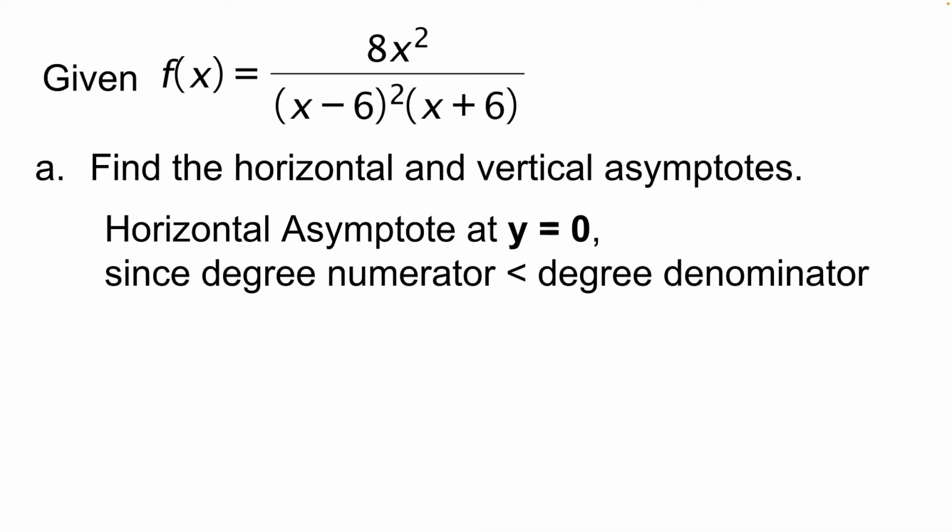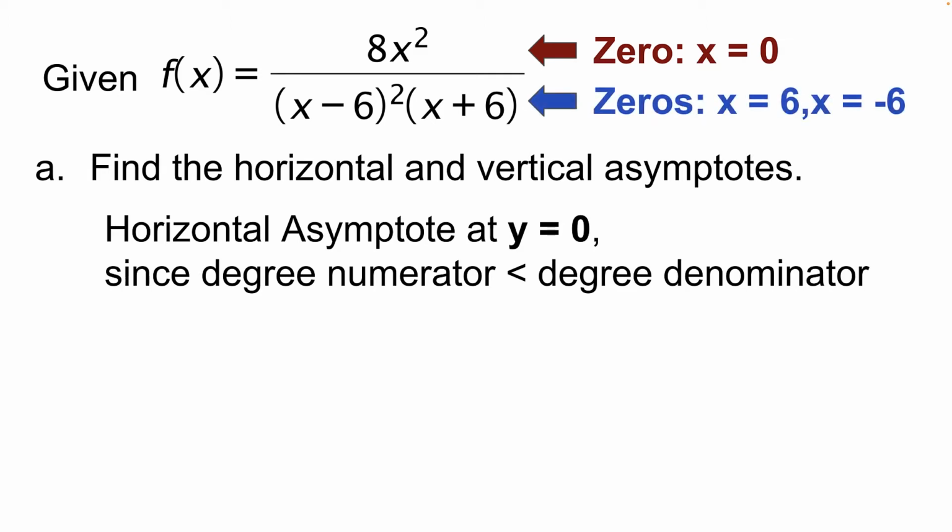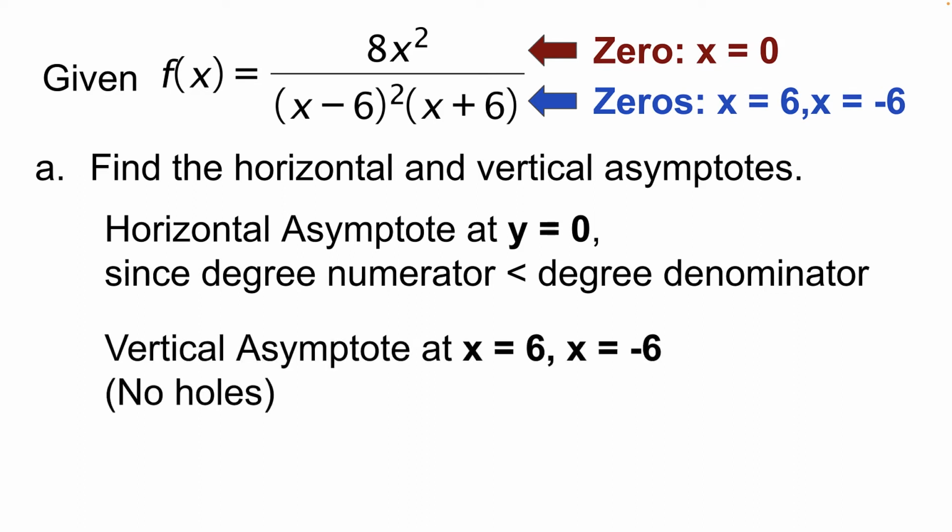Let's look back at our function and find the zeros of the numerator and denominator and then compare them. For the numerator, there is a 0 at x equals 0. For the denominator, there are zeros at 6 and negative 6. So since those zeros of the denominator, 6 and negative 6, are not in common with the zeros of the numerator, we have vertical asymptotes at x equals 6 and x equals negative 6. There are no holes in this graph since there are no zeros in common to both the numerator and the denominator.